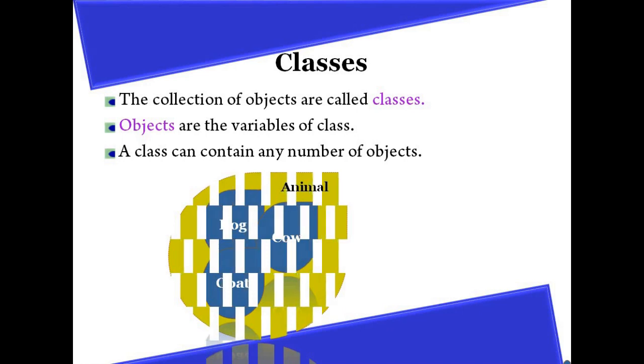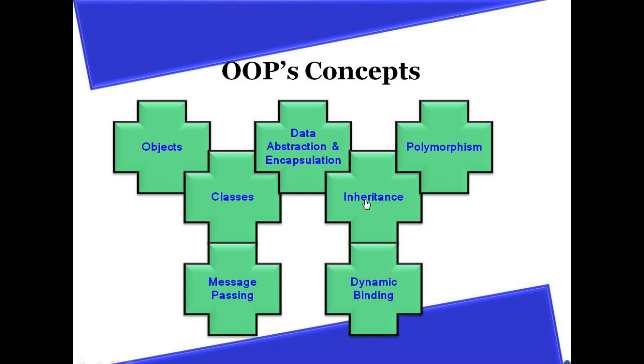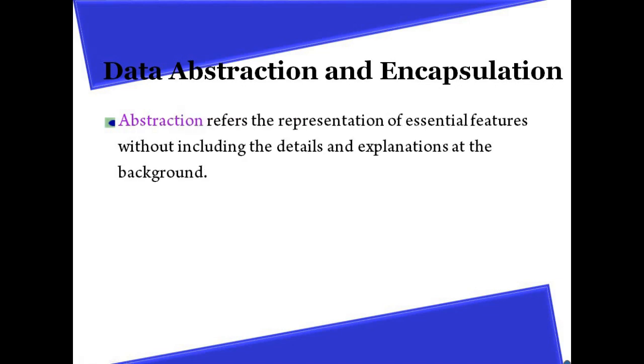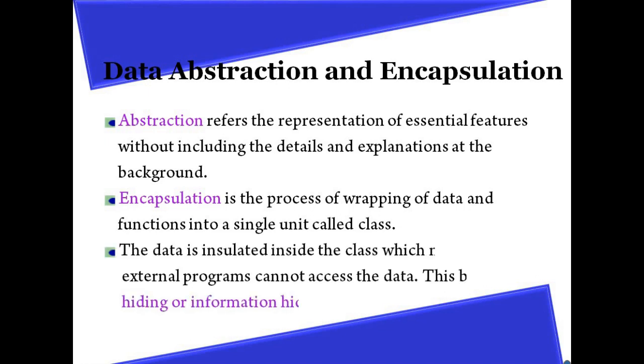Next concept is classes. Classes are collections of objects of similar type. A class can contain any number of objects. Hence, objects are known as the variables of class. For example, if animal is a class, then dog, cat, goat, cow, tiger, etc. are its objects.